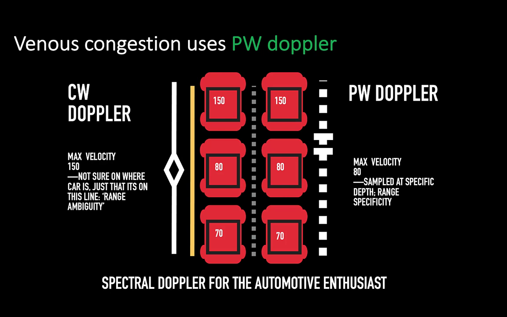The CW Doppler sends and listens continuously using two separate crystals on the transducer. The absence of paired signals in this instance leads to not knowing which signal is reflected from which surface, leading to range ambiguity. The benefit is the absence of upper limit to the velocity that can be recorded. Given that venous congestion deals with flow velocity at a specific well-defined location, PW Doppler is used in preference to avoid range ambiguity.